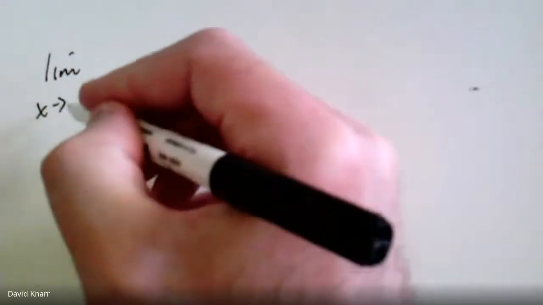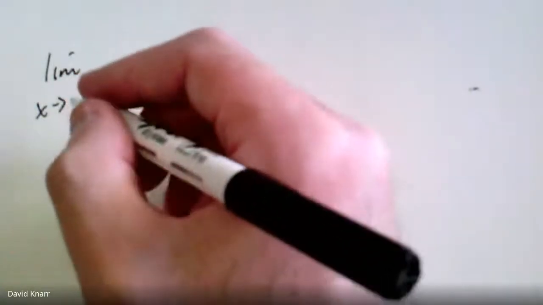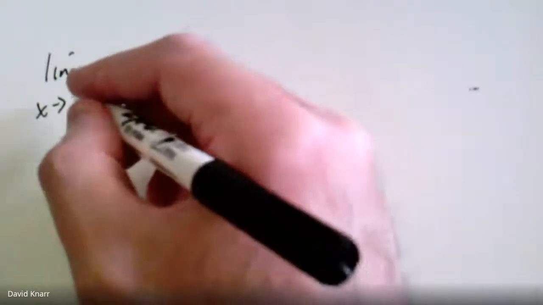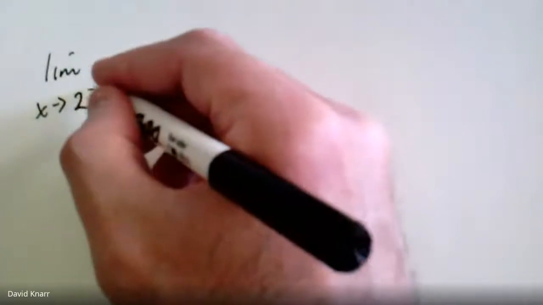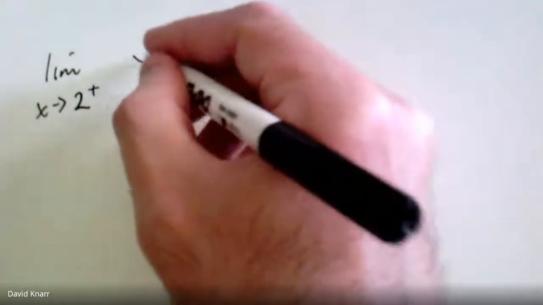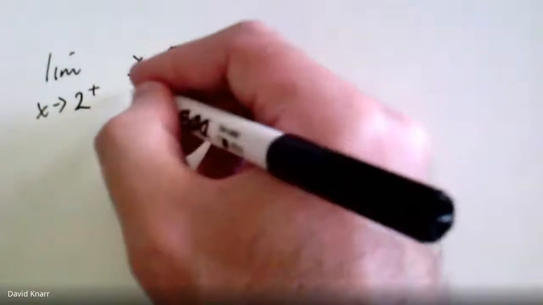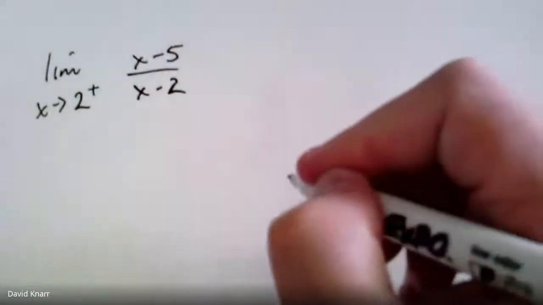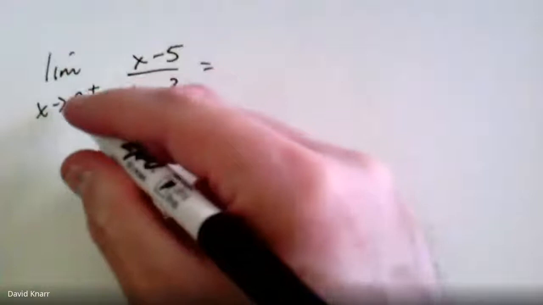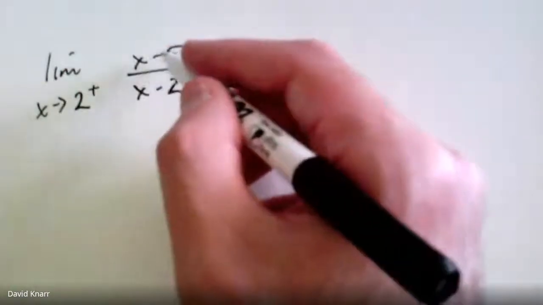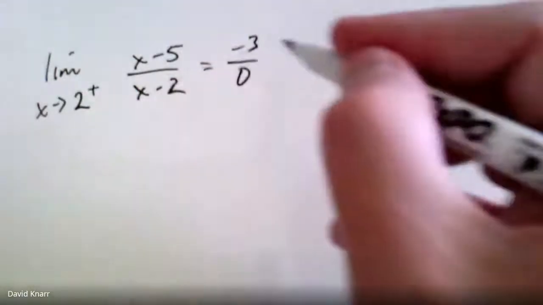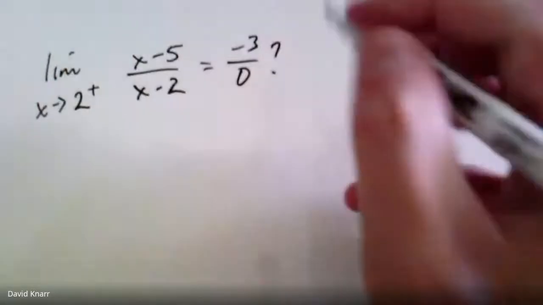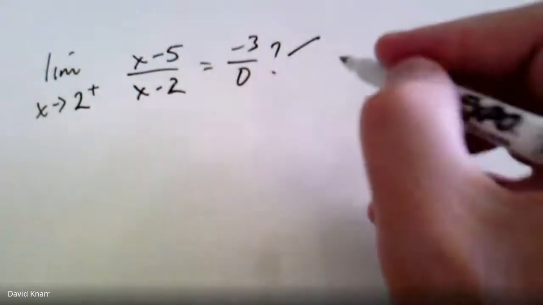Okay, let's try another one. Let's try the limit as x goes to 2 from the right of x minus 5 over x minus 2. Okay, so if I try to use direct substitution, the limit as x goes to 2 from the right of 2 minus 5 is negative 3. In the denominator, 2 minus 2 is 0. So negative 3 over 0, it's not indeterminate.